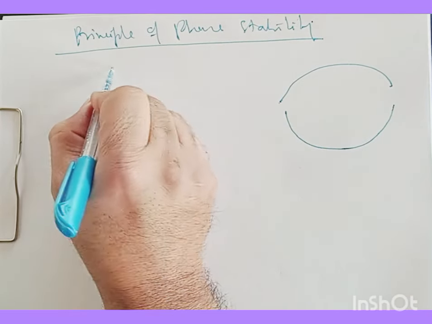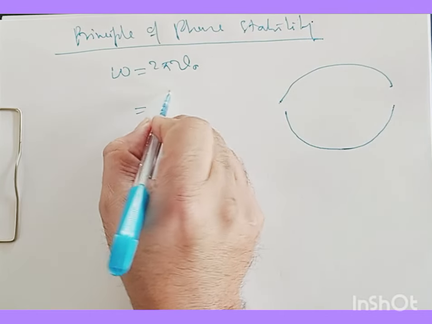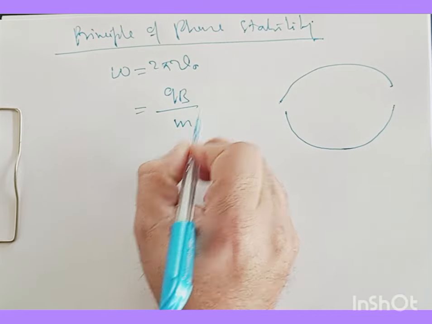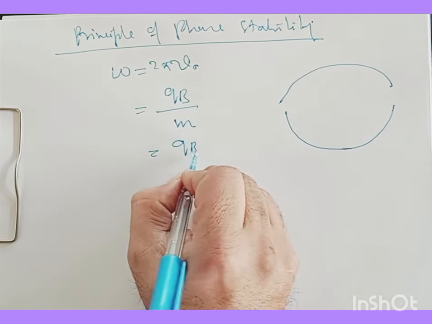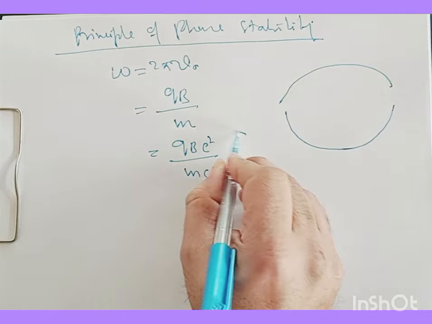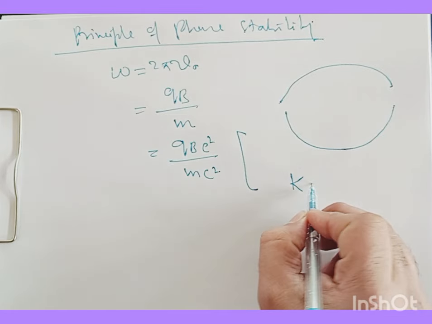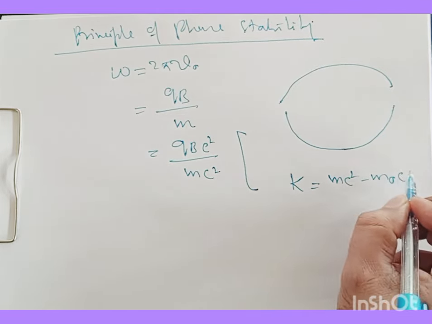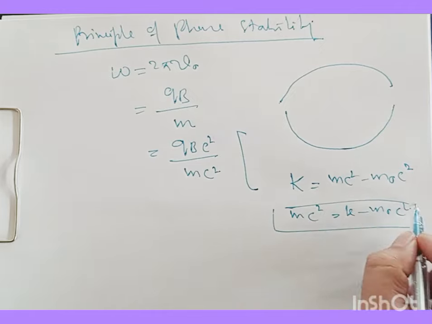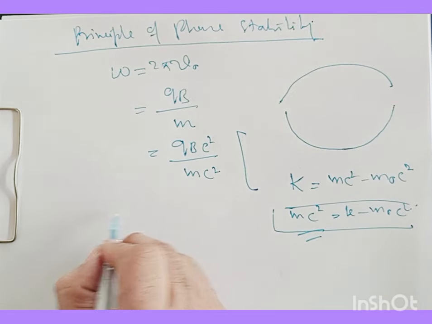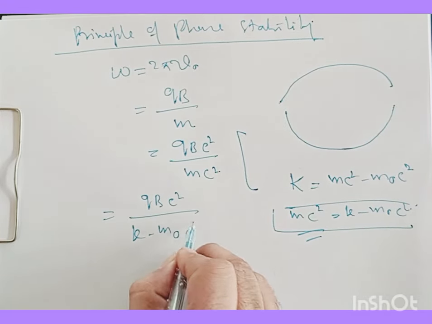Now, if I think of writing omega, that's 2 pi nu, this omega is the angular frequency, and it is basically qB by m. So if we go with writing qBc square by mc square, where c is the speed of light, we can think in terms of kinetic energy, which is basically mc square minus m naught c square. From this, I can have mc square equals K plus m naught c square. Using that mc square here, what I am going to get is qBc square by K plus m naught c square.